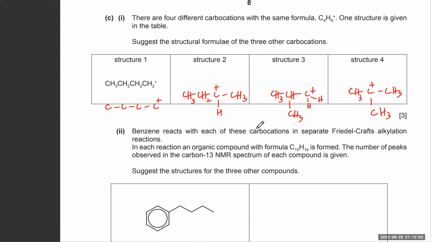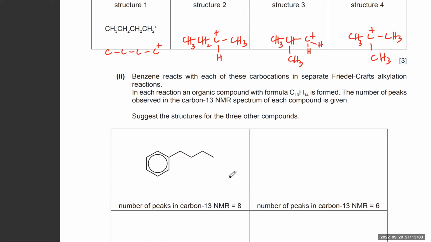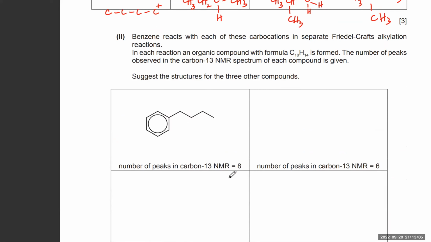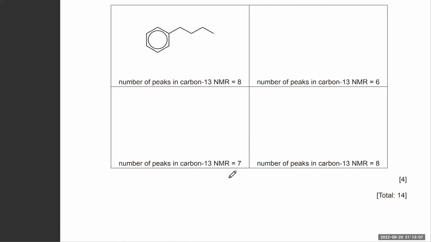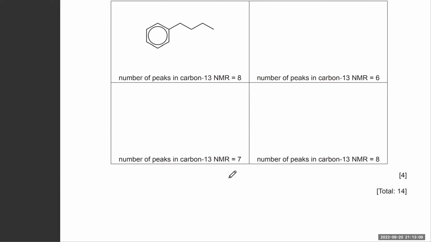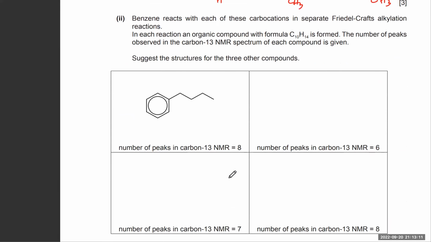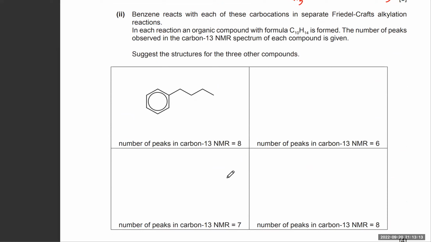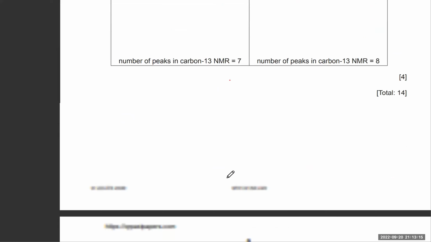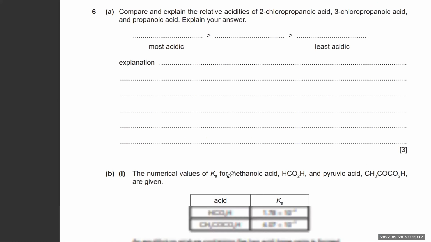Now, benzene reacts with each of these carbocations in separate Friedel-Crafts alkylation reactions. In each reaction, an organic compound with the formula C10H14 is formed. And that's carbon 13 NMR, by the way. So we can ignore this question for now. Carbon 13 NMR is kind of simple, but let's ignore that. Let's focus on organic at the moment.